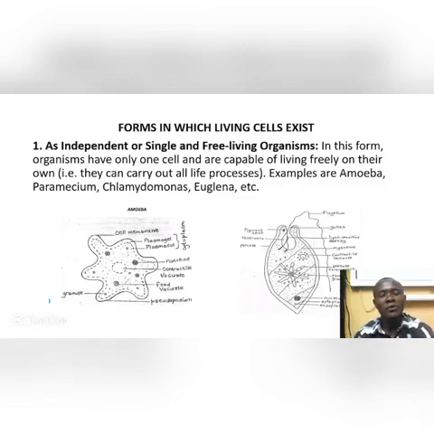So today we are going to talk about the forms in which living cells exist. Actually, we have four forms in which living cells exist. Number one, they exist as independent or single and free living organisms.